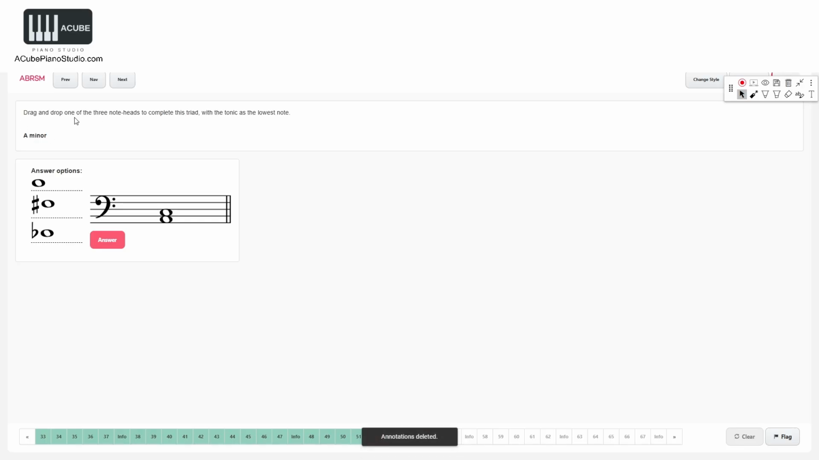Next, drag and drop one of the 3 note heads to complete this triad with the tonic as the lowest note. I want A minor. So A minor, there's no sharp, no flat for the key signature. So the A minor tonic triad is A, C, E. This is A already. This is C, so I'm short of E. So let me put in E.